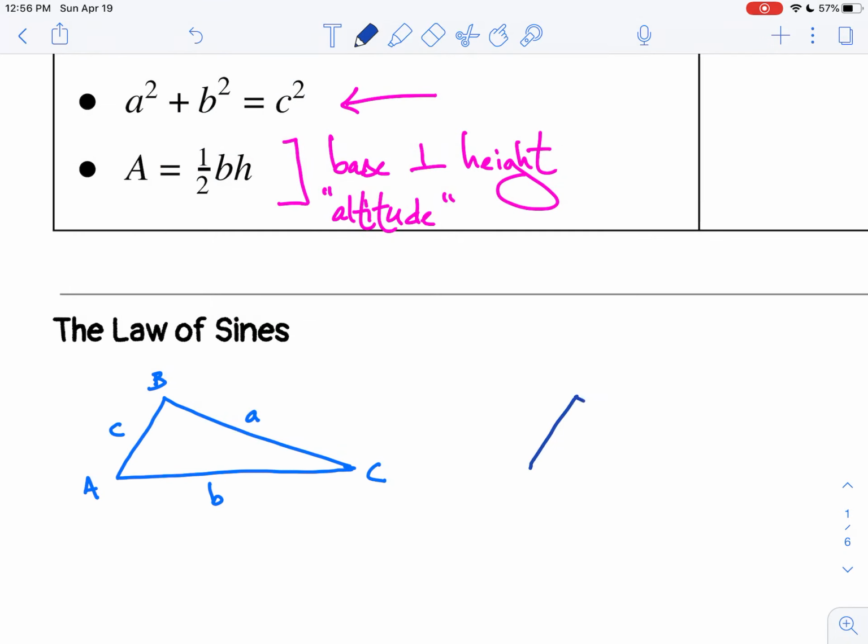So if I draw a second triangle here, a non-right triangle, they like to label their angles with Greek letters. So we would call this angle alpha. We could call this one beta. And then gamma is the third letter in the Greek alphabet. So we have alpha, beta, and gamma, and those represent the angles. And then the sides opposite those are going to be called little a, little b, and little c.